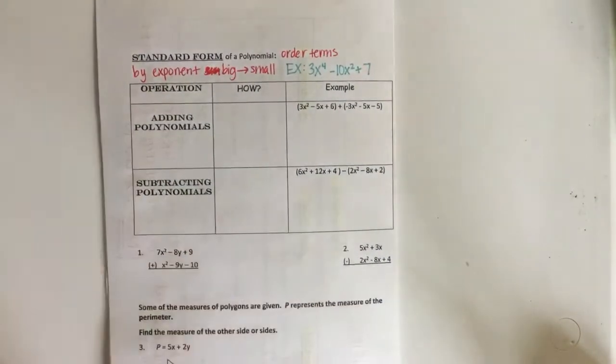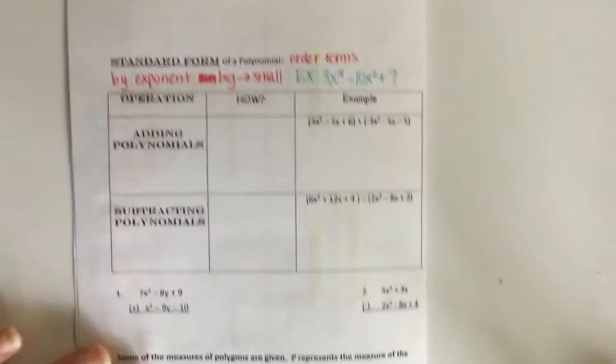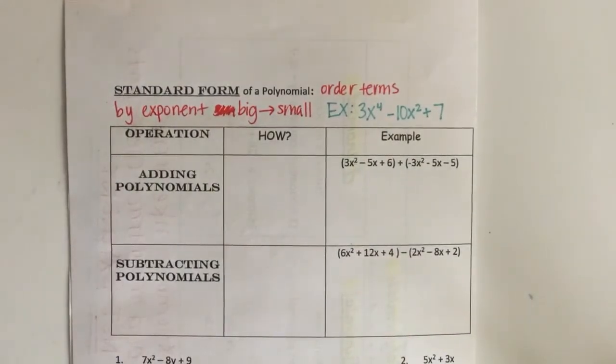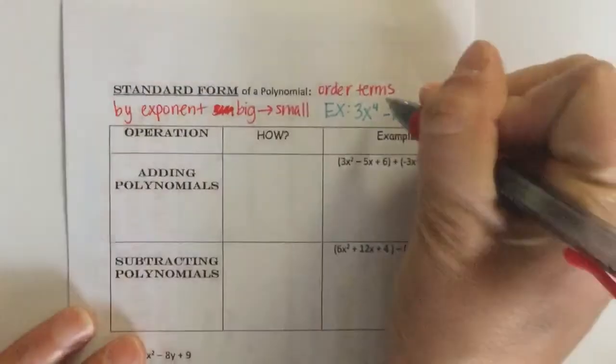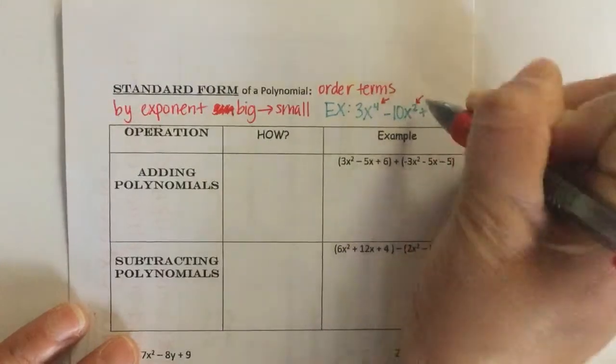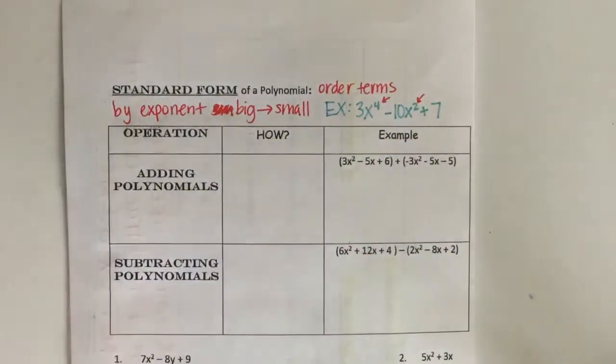Alright, standard form of a polynomial. You're going to order your terms by exponent, big to small. An example is 3x to the 4th power minus 10x squared plus 7. X to the 4th is the bigger power. Then it's x squared. And then x to the 0, which we don't write, so it's just your constant. Alright, adding polynomials.